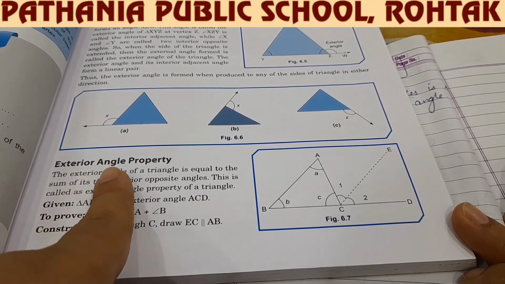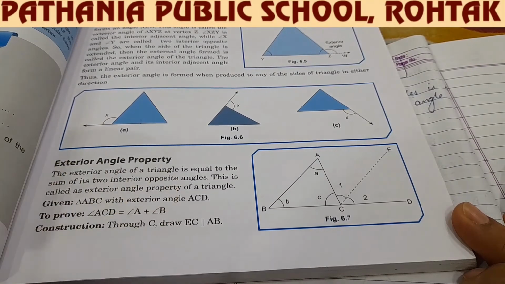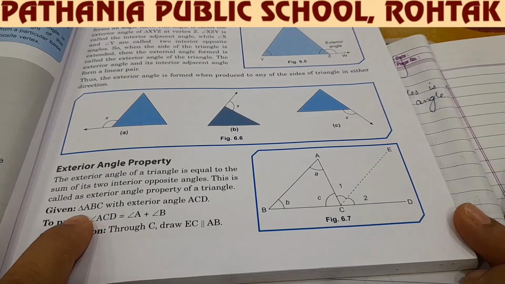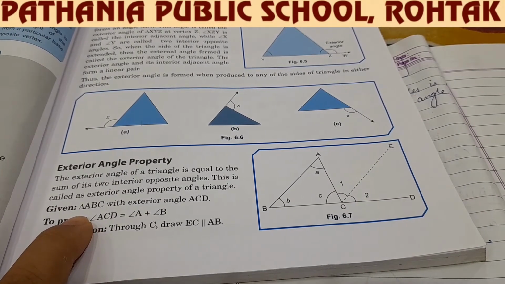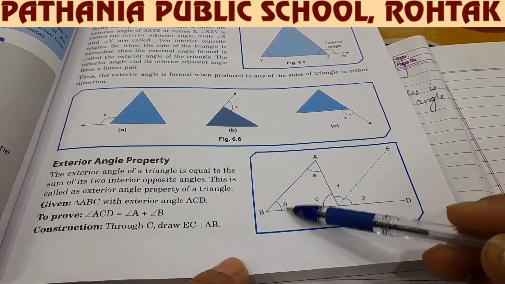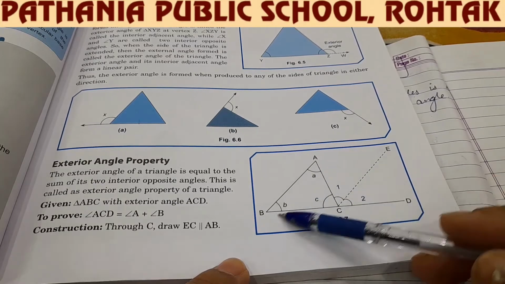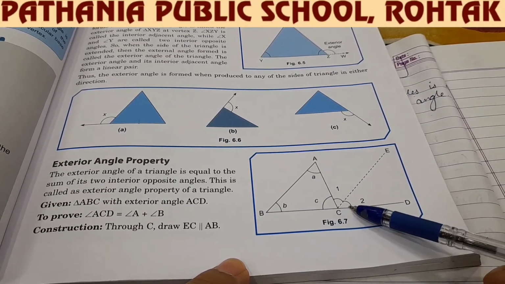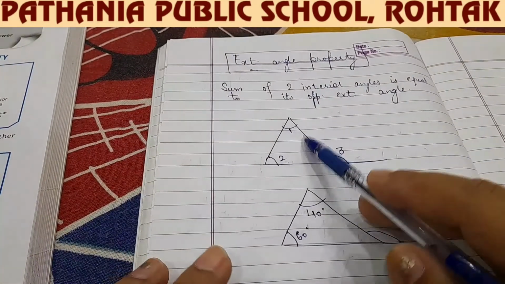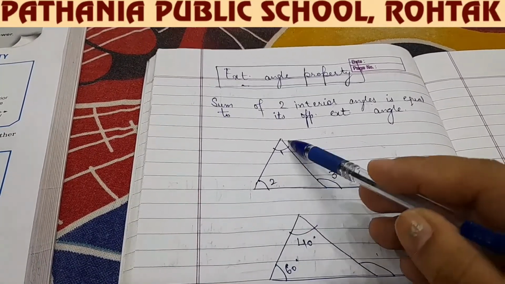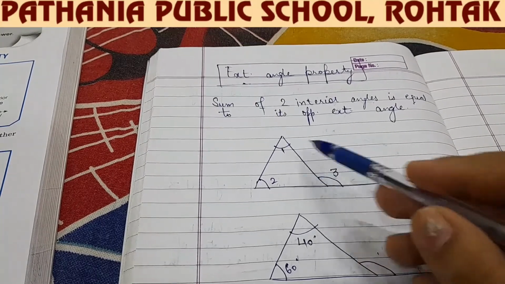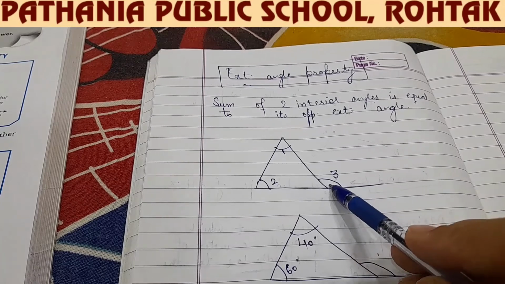Beta, the exterior angle of the triangle is always equal to the sum of the two opposite interior angles. Like here, the sum of angle 1 and 2 is always equal to 3. Observe here, because these two are the interior angles and this is exterior and this is opposite.